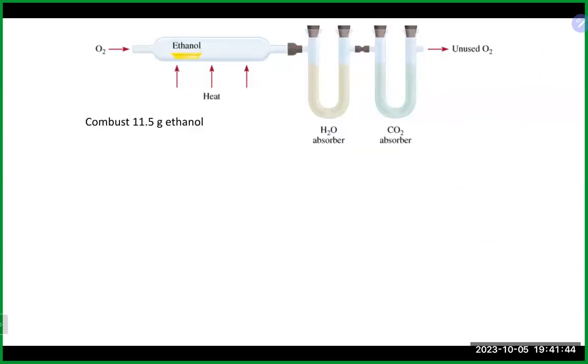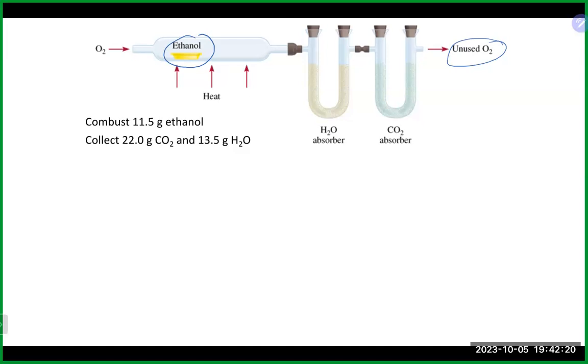So we're going to take some ethanol, about 11.5 grams of it. And this is the setup of it. You have some oxygen being funneled in. You heat up this ethanol sample. The water and the CO2 will go through, and they have some absorbers to catch each of the water and the CO2. And we'll have some unused oxygen that will come out the back end. So they're able to collect 22 grams of CO2 in this experiment and also collect 13.5 grams of H2O.